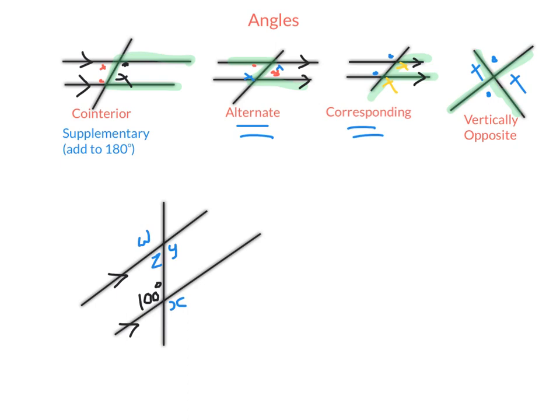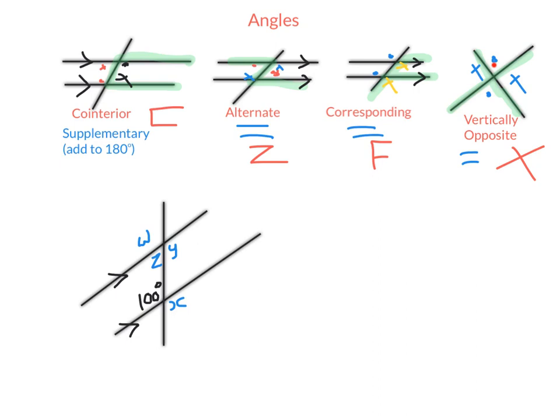The last type of angles, vertically opposite, do not require parallel lines. So whereas co-interior angles make the C shape, alternate angles make a Z shape, and corresponding angles make an F shape, vertically opposite have an X shape. These 2 angles are vertically opposite, these 2 angles are vertically opposite. Vertically opposite angles are always equal, and that's very simple to prove.